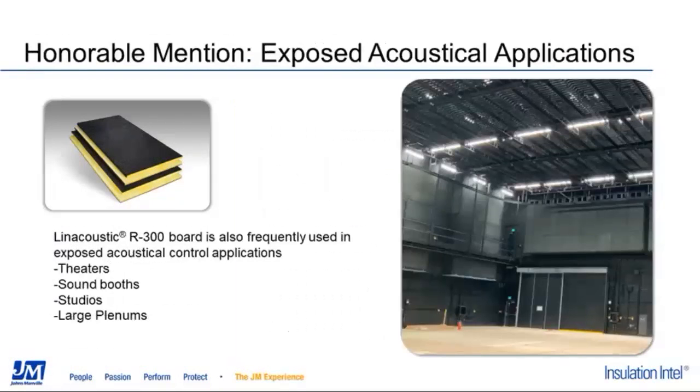Next, we'll look at exposed acoustical applications. So I did want to point out that our R300 board isn't just used in HVAC acoustical applications. It gets an honorable mention because it is so frequently used in exposed acoustical applications like theaters, sound booths, studios, and large plenums. This picture is a perfect example of Line Acoustic R300 being used in exposed application in a sound studio. We also see R300 used in movie theaters behind curtains where it has exceptional sound absorbing properties.